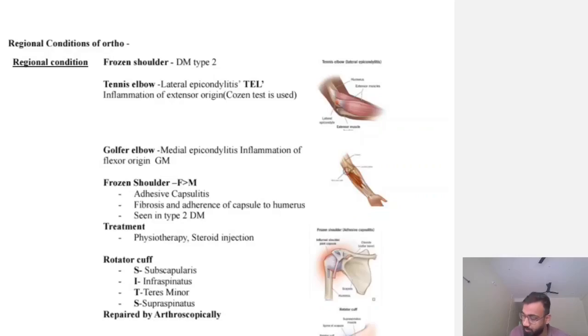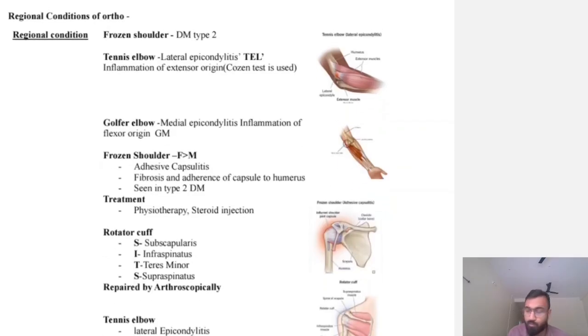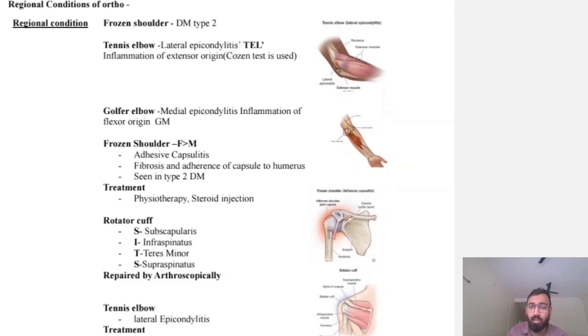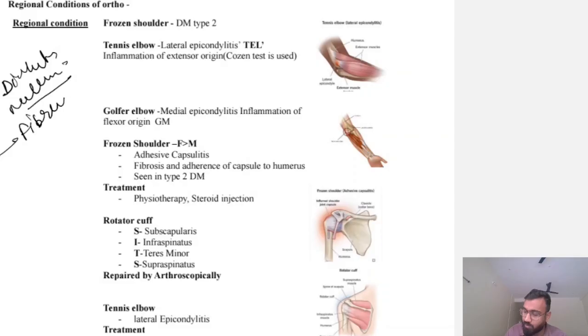Now let's talk about the regional conditions in orthopedics. So what are the regional conditions? First is frozen shoulder. So what is frozen shoulder? Frozen shoulder is seen in diabetes mellitus. It is like fibrosis in the shoulder joint, so movement is restricted. Are you getting my point?